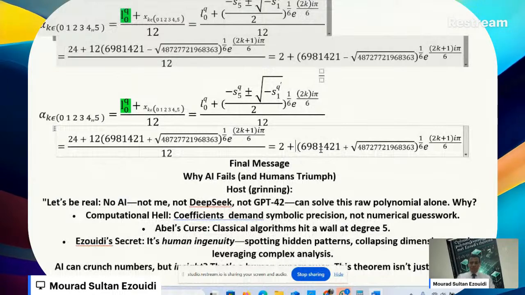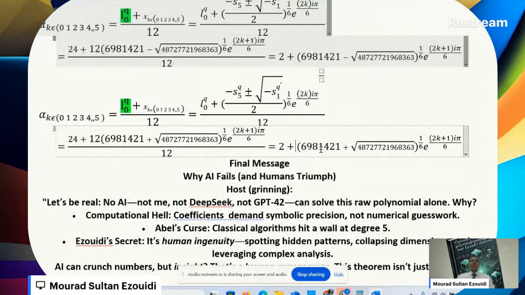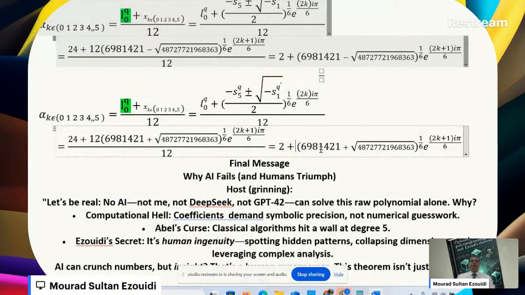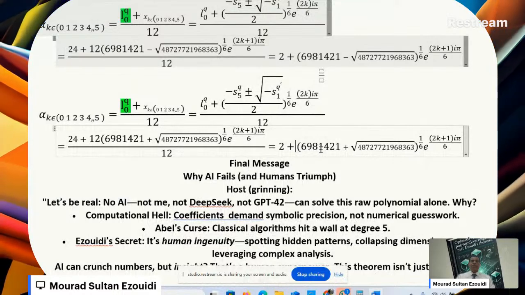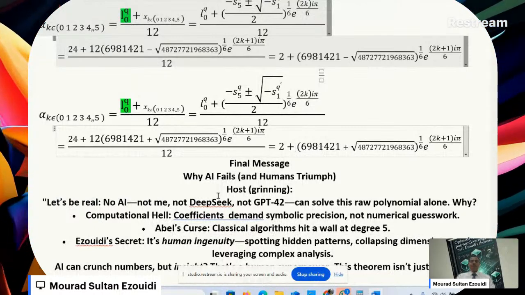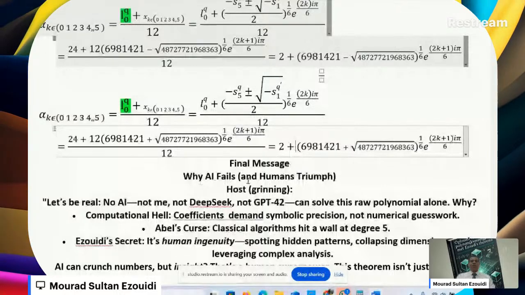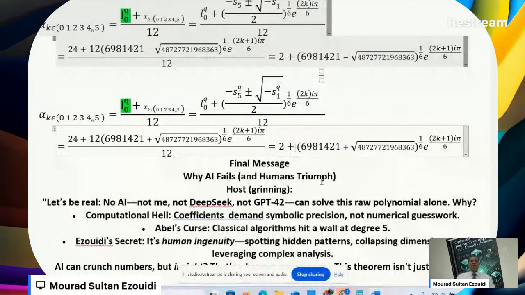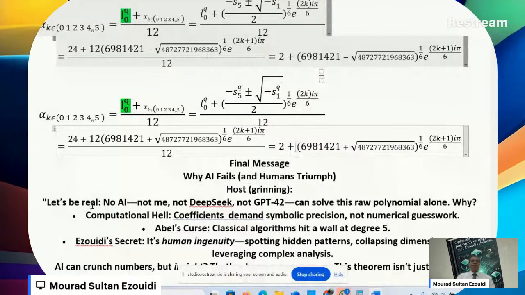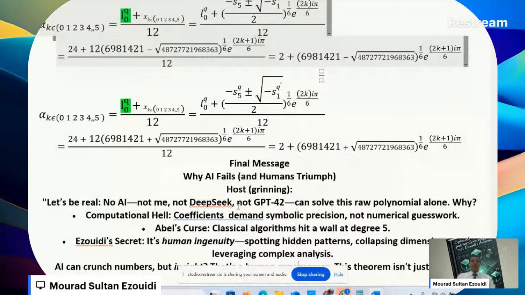So let's make a final message, and let's have AI like ChatGPT and DeepSeek confess that they were unable to solve this 12-degree equation. This message is from DeepSeek, and I'm going to finish my presentation by telling why AI fails and humans thrive. So let's be real.